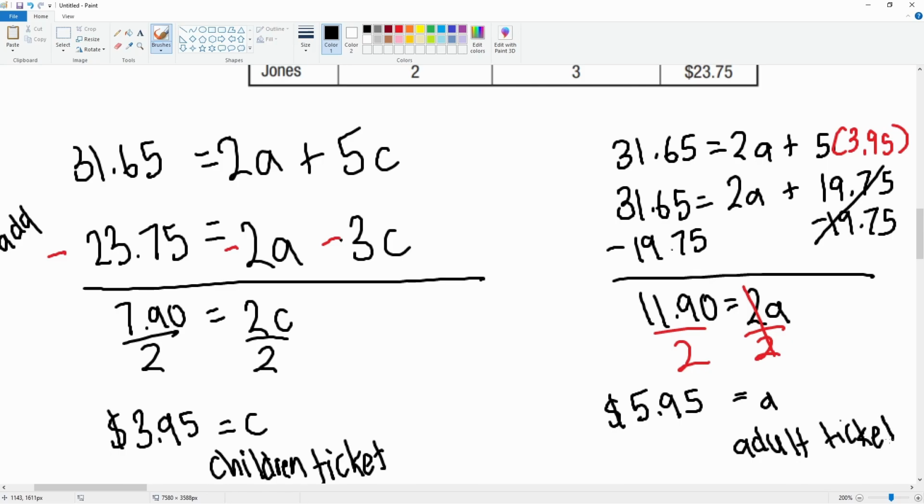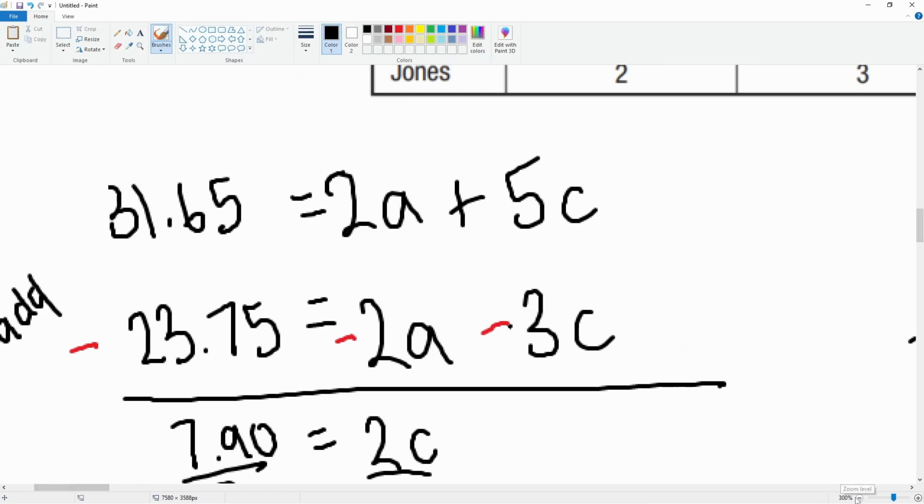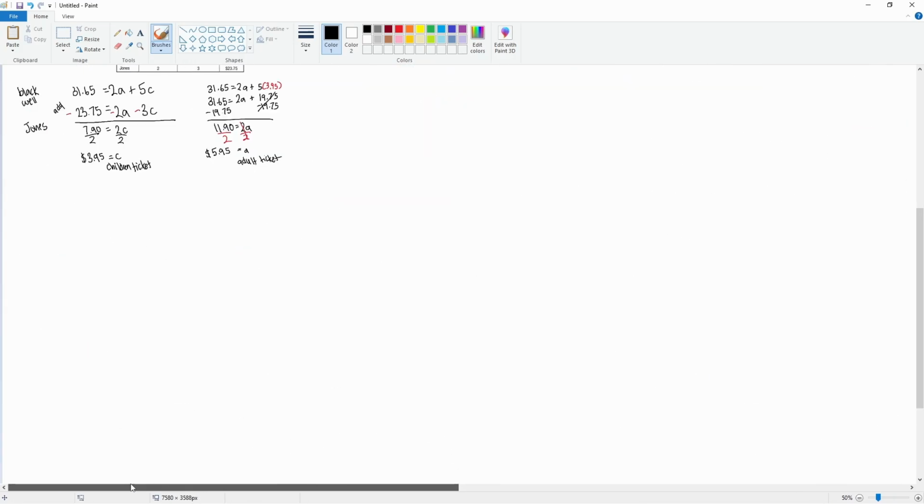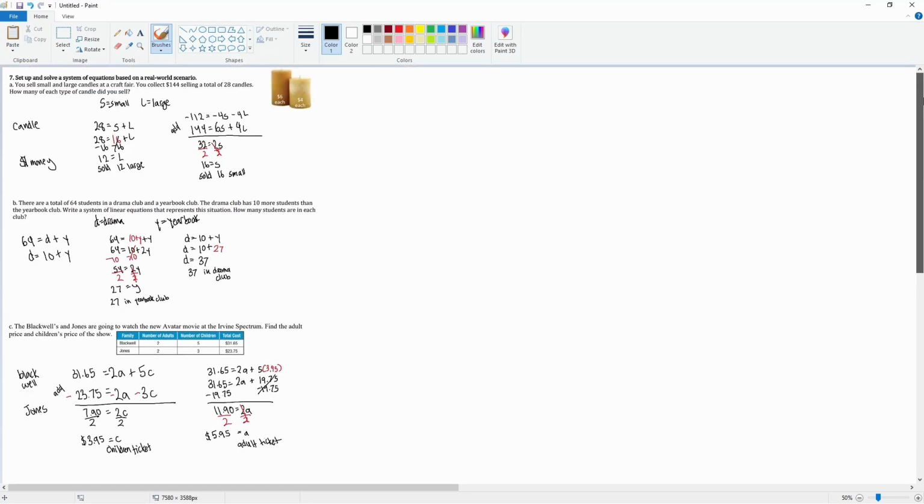All right, so there you go. That is how you set up the systems of equations for the three scenarios and solve.